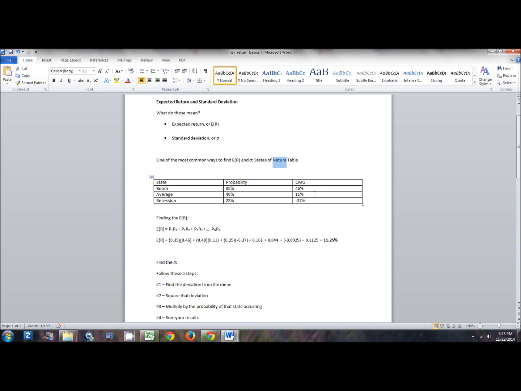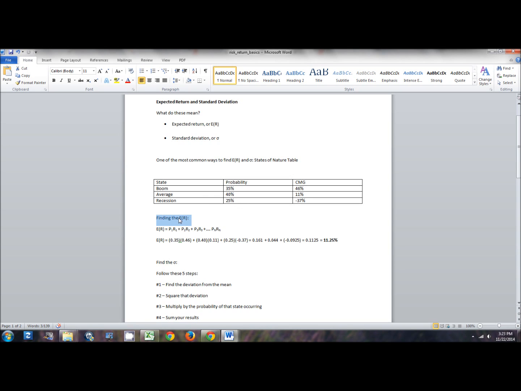So let's say that you want to determine, hey, what is the expected return and standard deviation of Chipotle? Well, let's say that if we are in a boom state, Chipotle is going to earn 46%, and this is a stock return. So this is the R from the previous section on stock valuation basics. This is essentially the combination of what you can earn in Chipotle from both the dividend yield and capital gains yield. Let's say that if things are average, it'll be 11%, and if it's a recession, Chipotle is going to lose 37%. Okay, so with all those things in place, how do you calculate the expected return and the standard deviation?